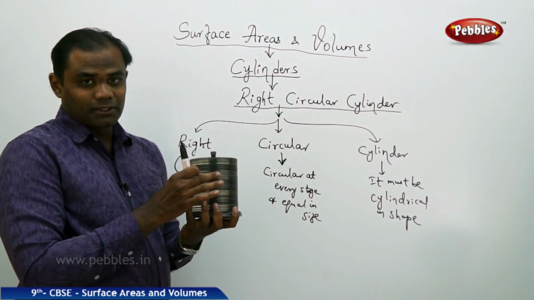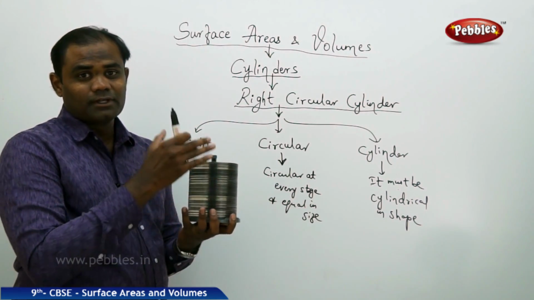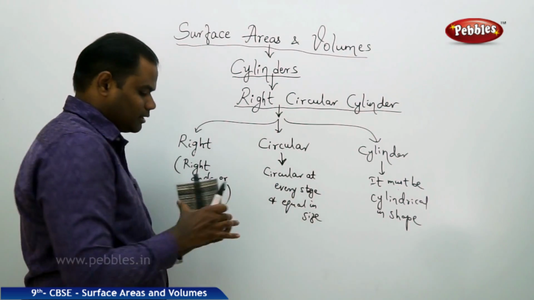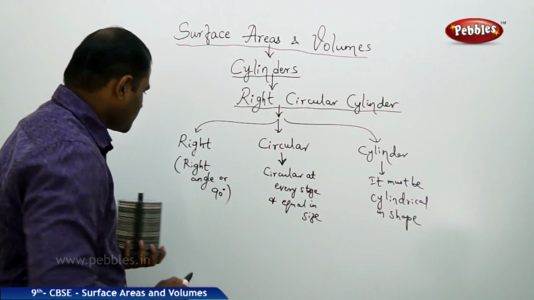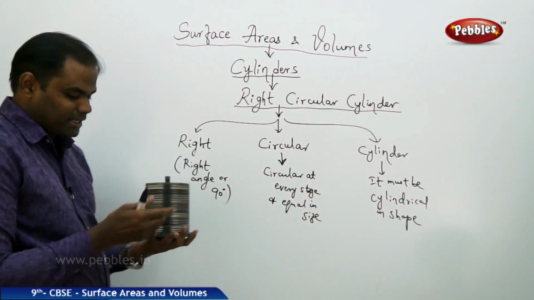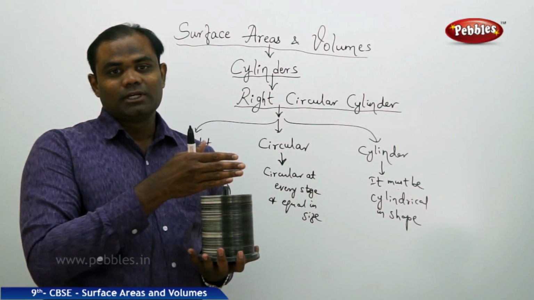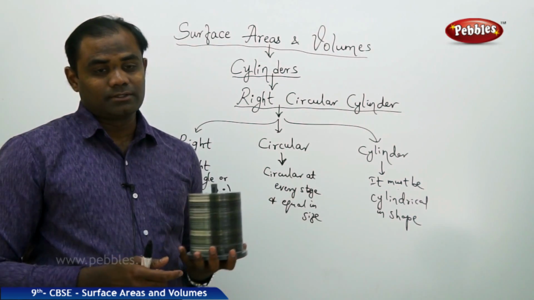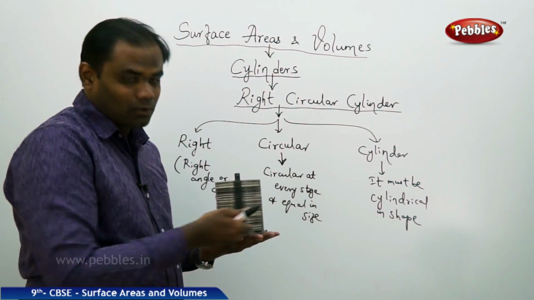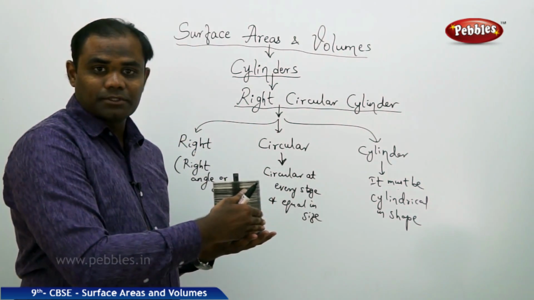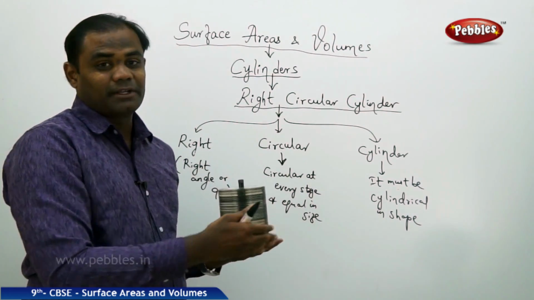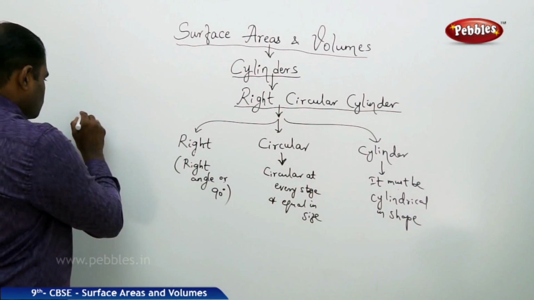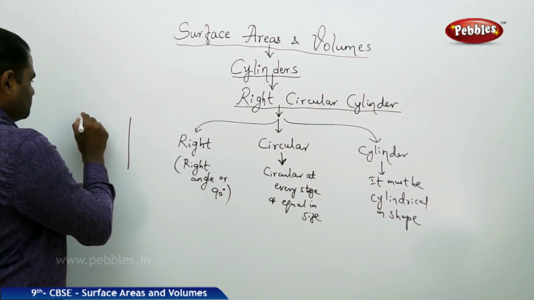I take a CD here, or any stage of it, they are equal in size. So circular at every stage and equal in size. Right, that is, it must be exactly 90 degrees to the ground. If the cylinder is crossed, then we say it is not a right circular cylinder. The angle between the ground and the height at which the CDs rise must be 90 degrees. Right angle or 90 degrees is how we see a perfect cylinder.